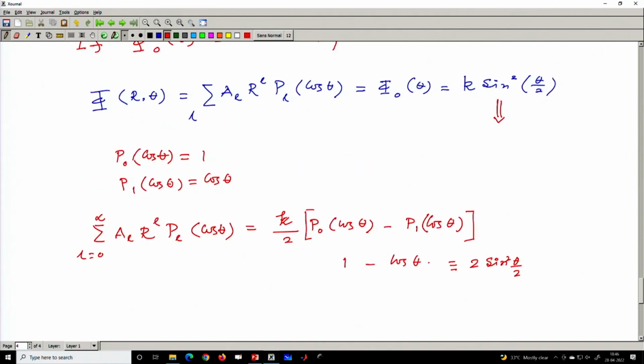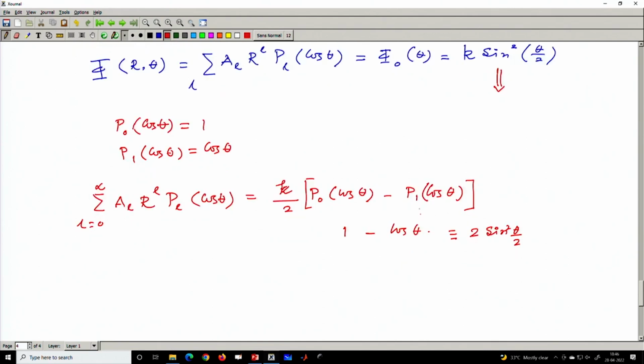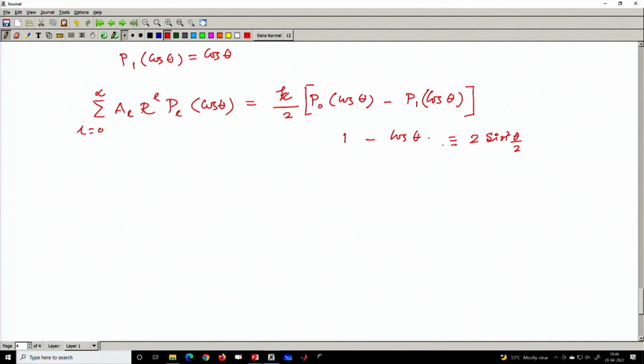So, the point is I can write this right hand side in the form of these Legendre polynomials, and here I must say that any function can be expanded, because these Legendre polynomials form a complete set in function space. So, any function can be expanded in terms of these Legendre polynomials. So, here we have sine square theta by 2. So, I can suitably adjust my Legendre polynomials. I can use only the first Legendre polynomials, and I find that I can regenerate this function.